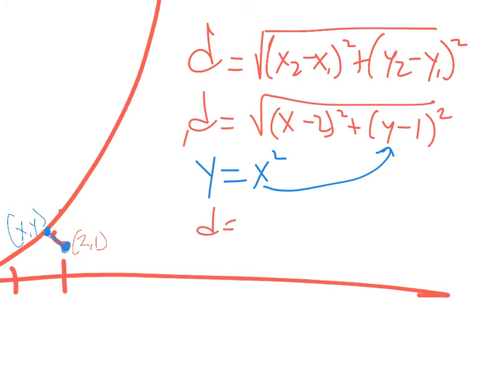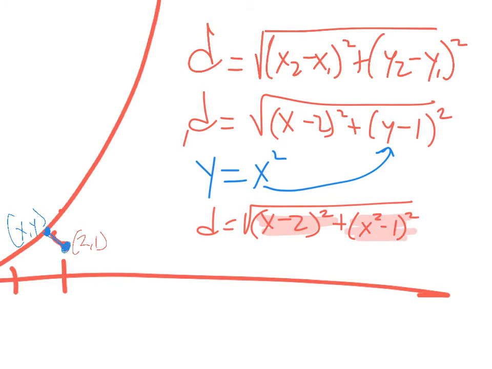And so the derivative equals the square root of (x minus 2) squared plus (x squared minus 1) squared. All right? And so we'll take the derivative here. If you want, let's go ahead and maybe simplify this out. Might be able to clean that up, might make the derivative a little easier.